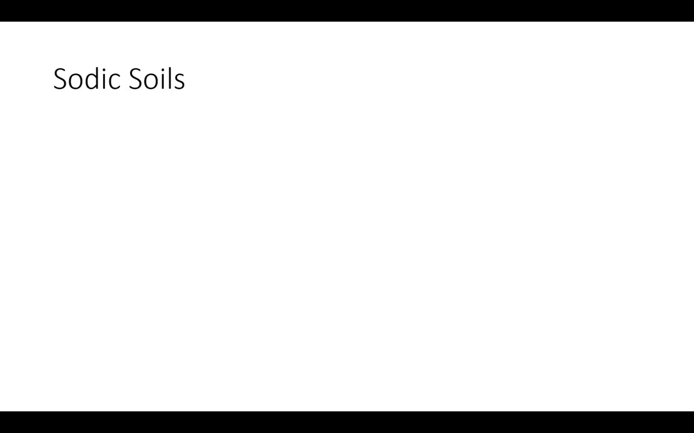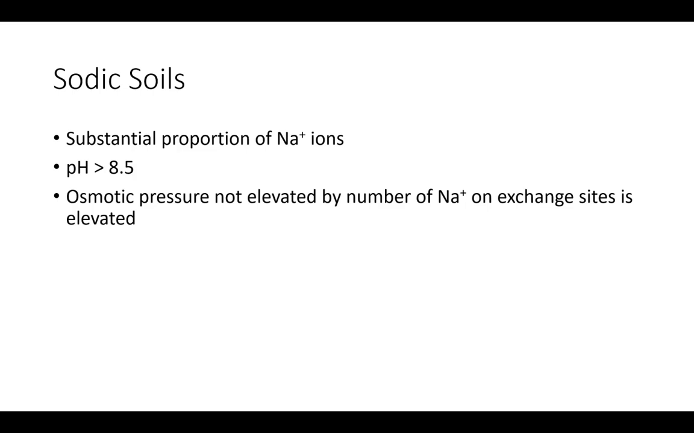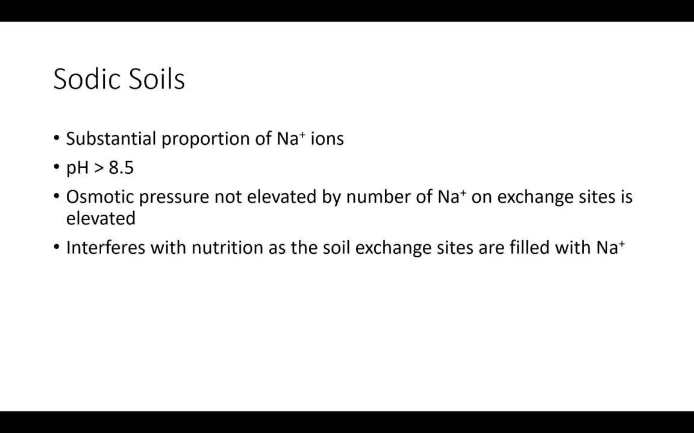We have what we call sodic soils. Sodic soils have a substantial proportion of sodium ions in the cation exchange capacity. If you've got a lot of sodium ions, that means the other ions are not there. These often have a pH of above 8.5. The osmotic pressure is not elevated, but the number of sodium ions on the exchange sites is elevated. This interferes with the nutrition as the soil exchange sites are filled with sodium. Sodium does not allow other ions to be bound there, ready for exchange with the plants.